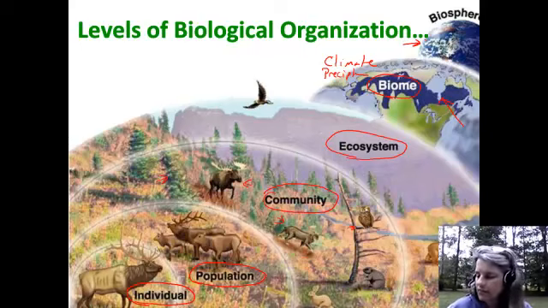So, these are the levels of biological organization. We can go smaller than the individual. We can go down to the level of cell and even get smaller than that. But a cell is the smallest thing we can have that is actually living.